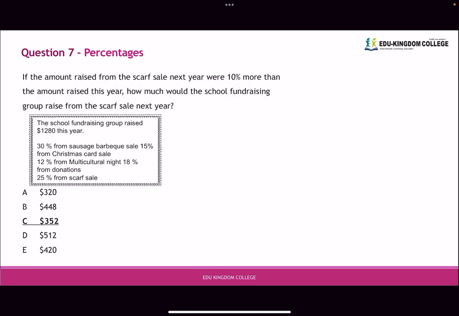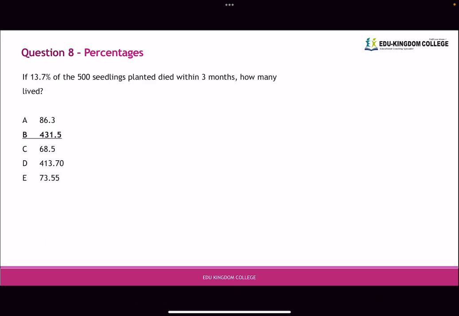So question 7, if the amount raised from the scarf sale next year was 10% more than the amount raised this year, so how much did they raise this year? 25% of 1,280. So 25% is 1/4. So divided by 4 should give you 320. 10% more than 320. So what's 10% of 320? 32. And then 320 plus 32 is going to be 352. So 352 is our correct answer.